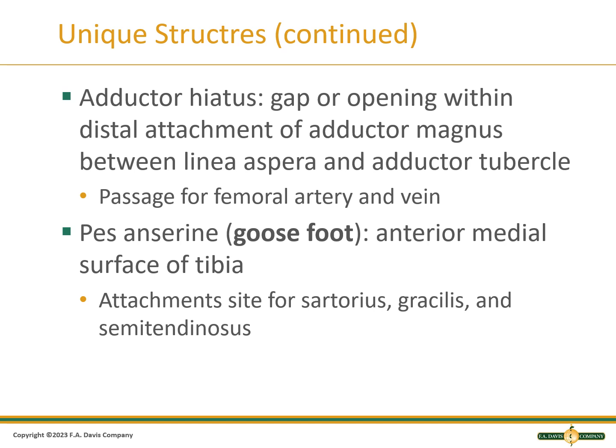Pes anserinae is another unique structure. Pes anserinae means goose foot, I believe, in Latin, but you'd have to double check me on the language. But it is a common attachment point for 3 of our muscles of the lower extremity. It is located on the anterior medial surface of the tibia and serves as the attachment site for sartorius, gracilis, and semitendinosus, which is one of our hamstrings muscles. This is the area that they will take a graft from for a hamstrings graft for an ACL repair.